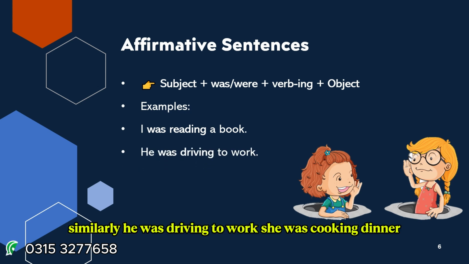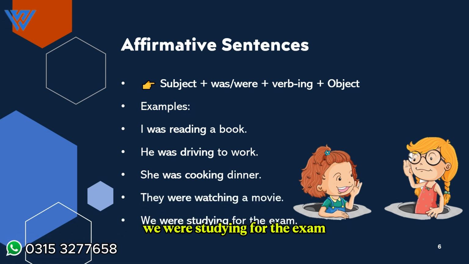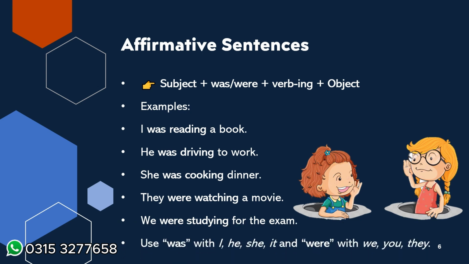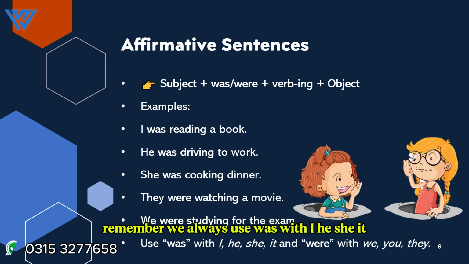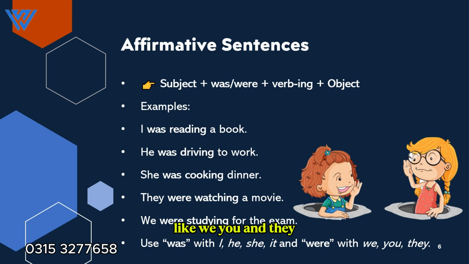Similarly, he was driving to work. She was cooking dinner. They were watching a movie. We were studying for the exam. These are all affirmative sentences of past continuous tense. Remember, we always use was with I, he, she, it, and were is used with plural pronouns or plural nouns like we, you, and they.